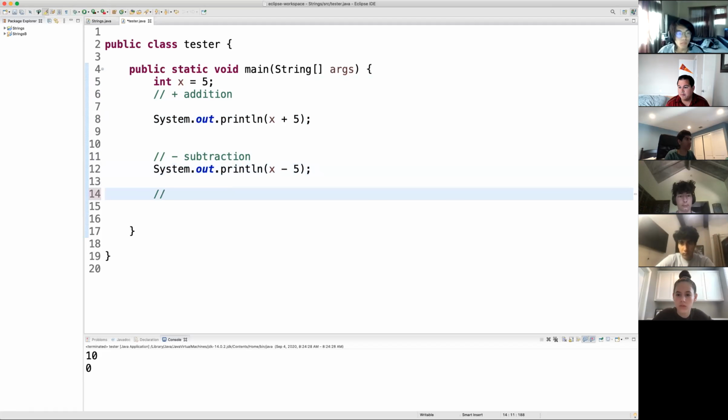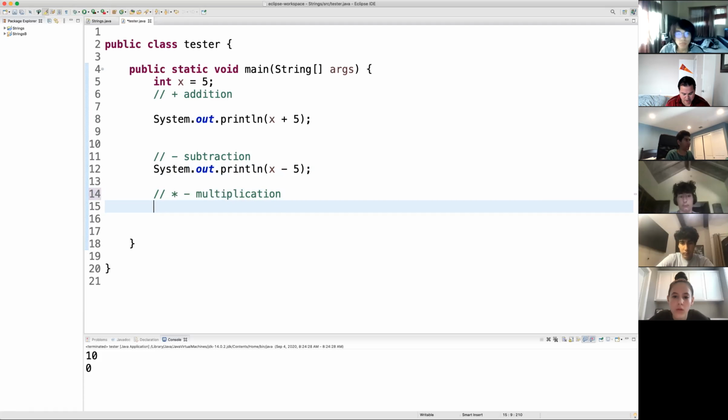Okay. Armand, what is this one? Multiplication. Okay. And again, with multiplication, we don't use an x like you do in algebra. So if I say x times 5, all right, simple, 25.